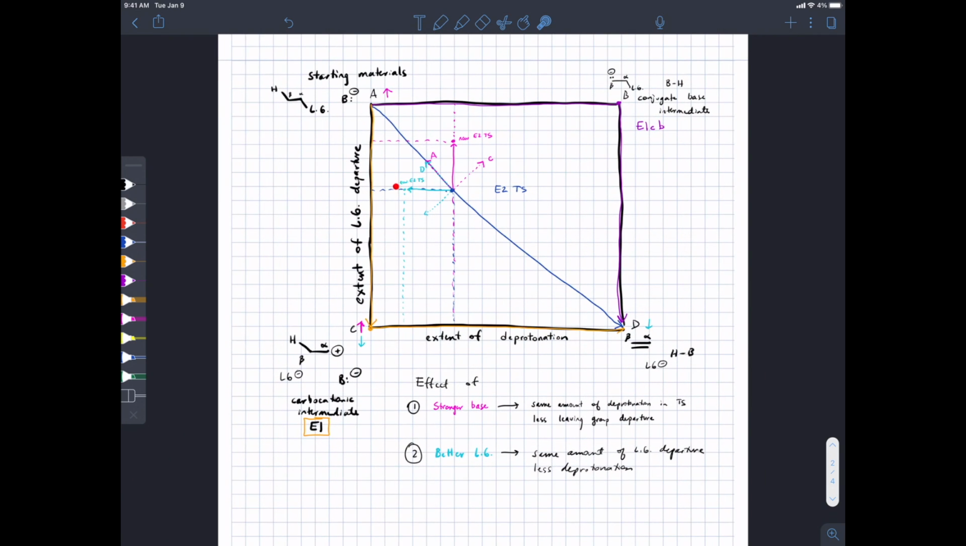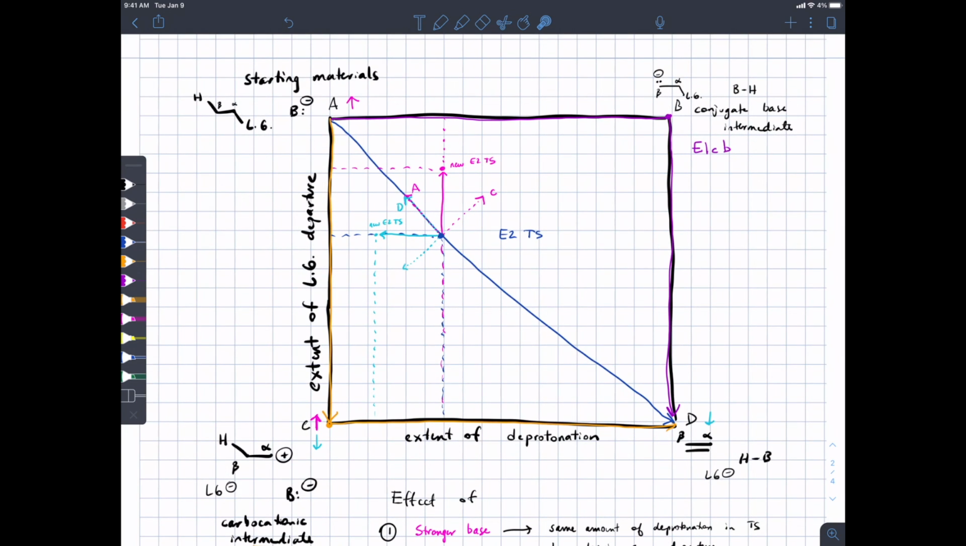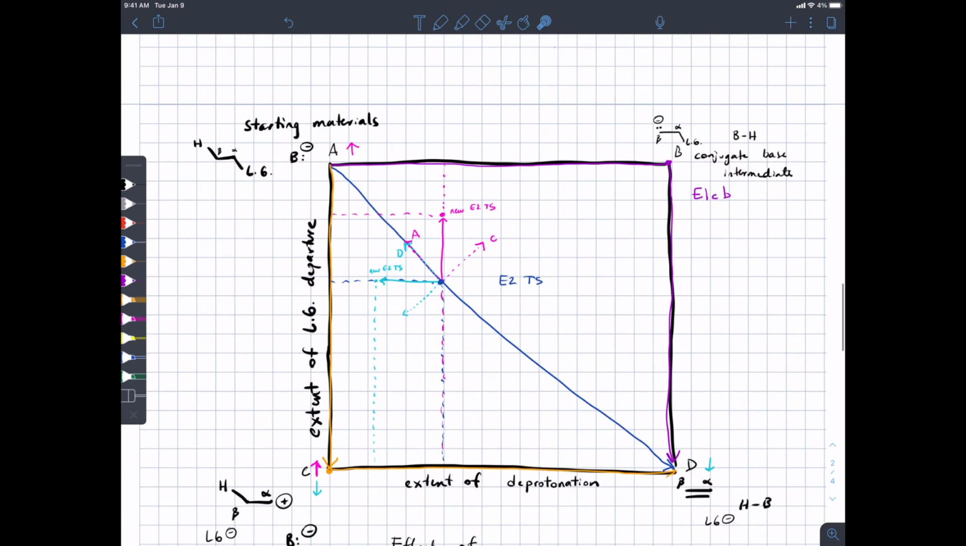In other words, the leaving group is able to leave to a similar extent without a similar amount of deprotonation. It doesn't take as much deprotonation to get the leaving group to start to leave. And notice that as for the transition state, I haven't drawn for you the pathway that would go through it, but it would be angled more towards the E1 extreme, right? And if we pushed it far enough, this would become an E1 reaction. The leaving group would leave first and then deprotonation would happen.